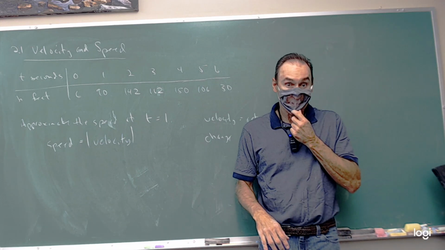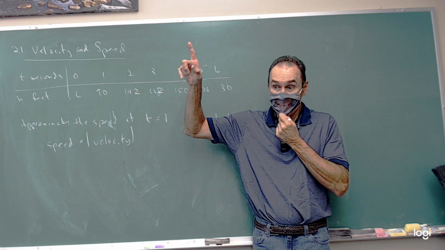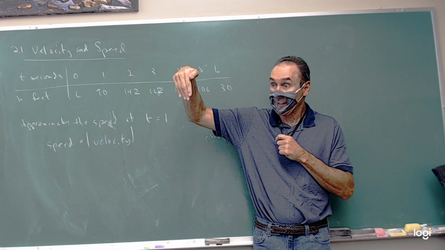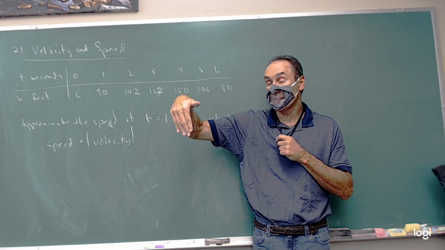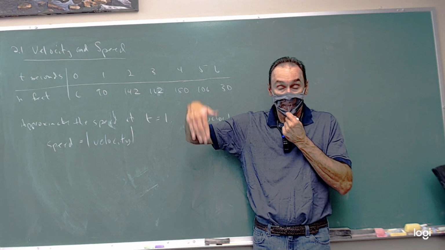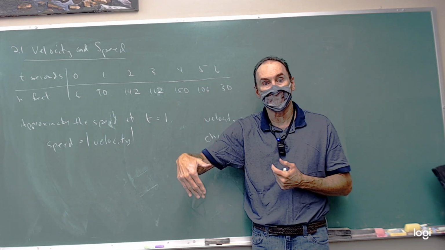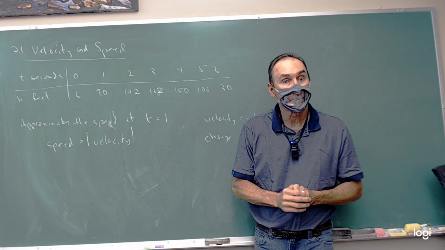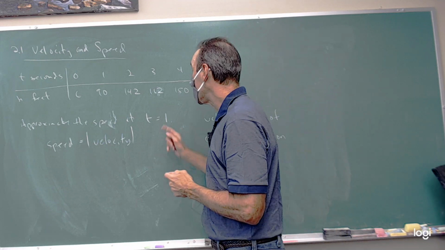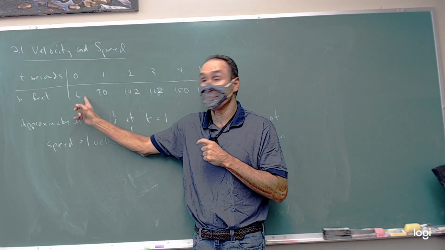If an object is going up at 5 feet per second, its velocity is 5 and its speed is 5. If an object is falling at negative 16 feet per second, it's going down, its velocity is negative 16, its speed is still 16 feet per second. It doesn't care about which direction it's going. Okay. So if we're going to approximate now the speed at t equals 1, we don't know the speed at, remember this is position here.